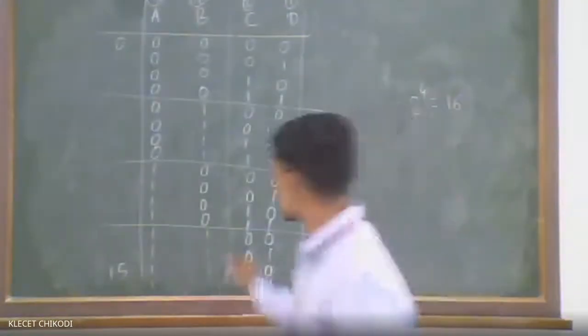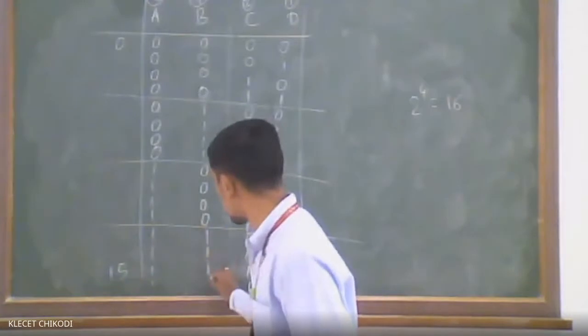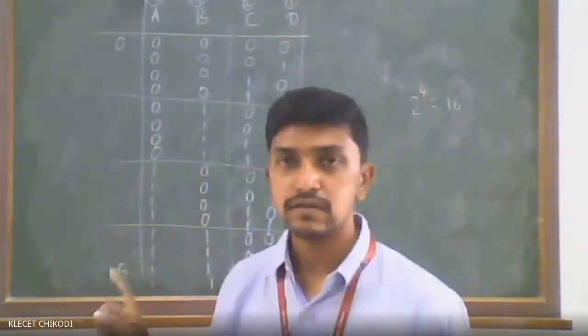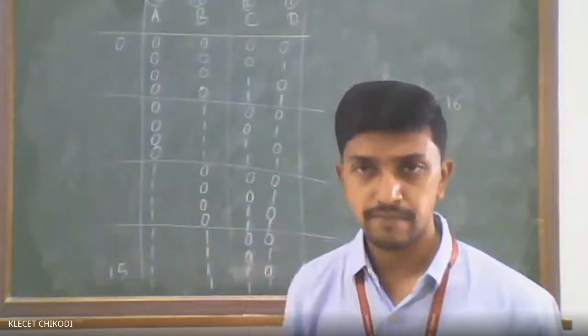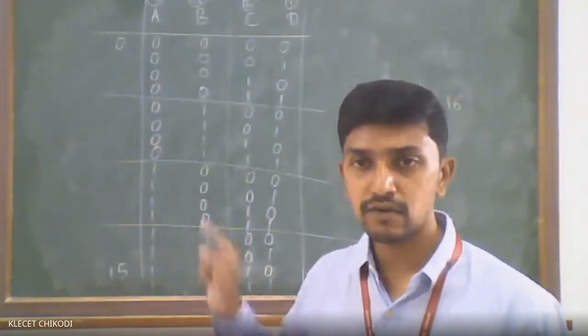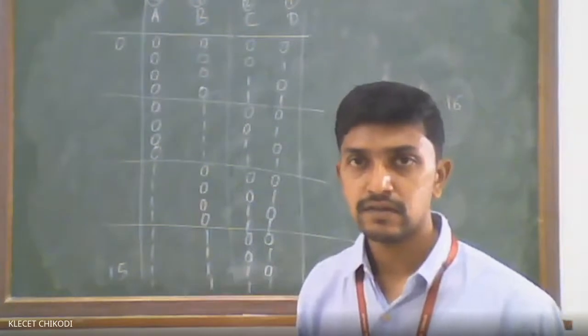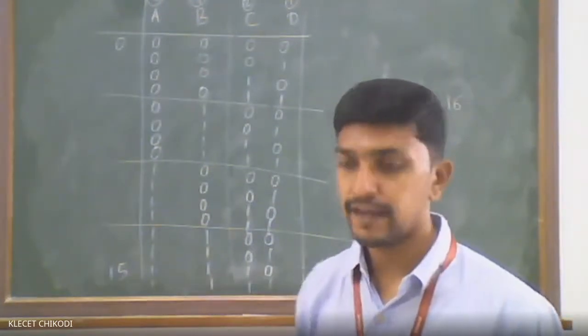Now, is it clear for you how to write the truth table for 2 variable, 3 variable, and 4 variable? Any doubts in that? Fine.